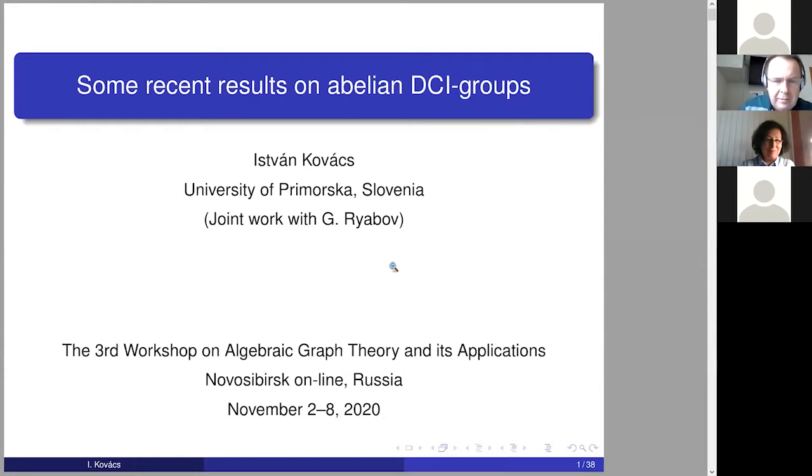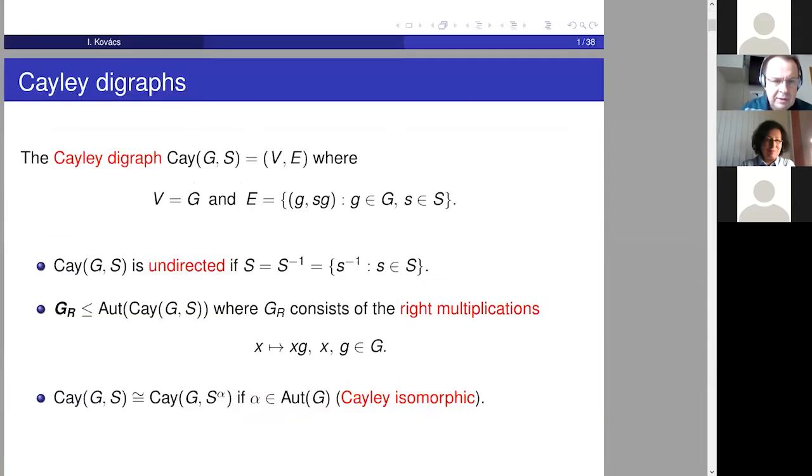So this is joint work with Grigory Ryabov about the DCI groups, and first I would like to start with the basic definitions. So we are talking about Cayley digraphs and Cayley graphs.